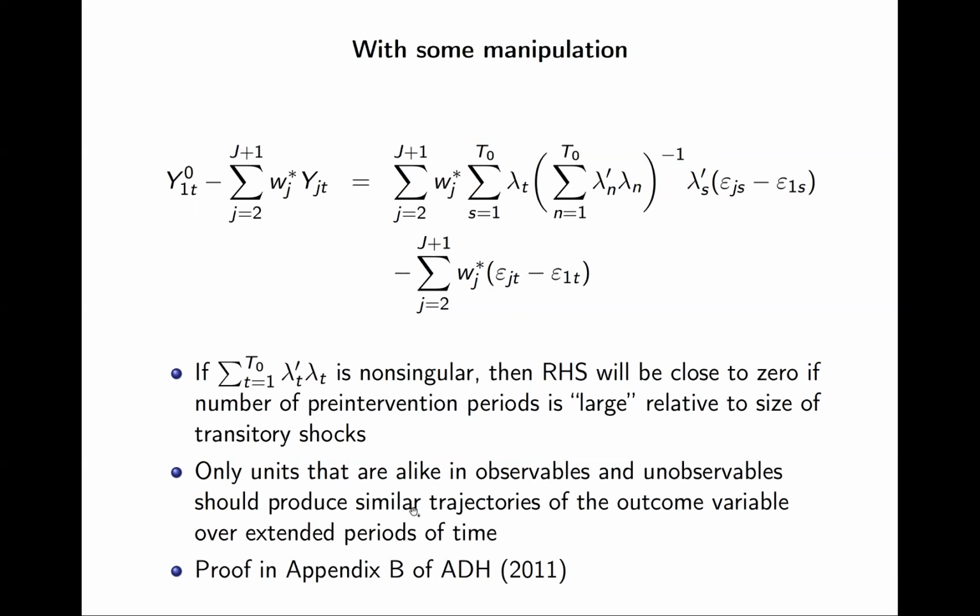And the idea of why synthetic control works is that if these are zero and these are zero, then this y0 is equal to the average donor pool. Only units that are alike on observables and unobservables should have the same patterns over time, over long stretches of time.